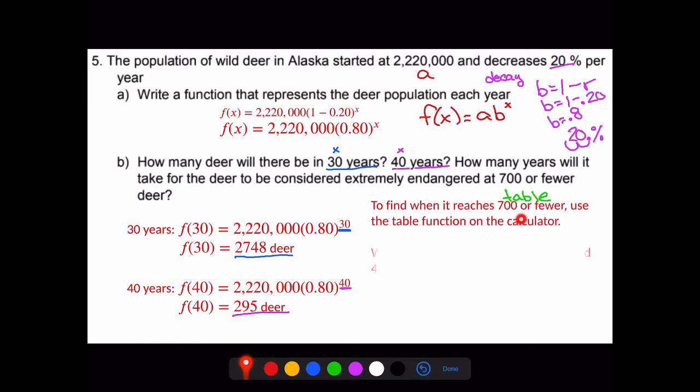So to find when it reaches 700 or fewer, use the table function on the calculator. We also must know that it must be between 30 and 40 years because, again, we can see that in our actual amounts of deer after 30 years and 40 years. So let's go ahead and enter that into our table function on the calculator right now. As I enter it in, 2,220,000 multiplied by 0.8 raised to the power of x. And then I go ahead and I hit my table button.